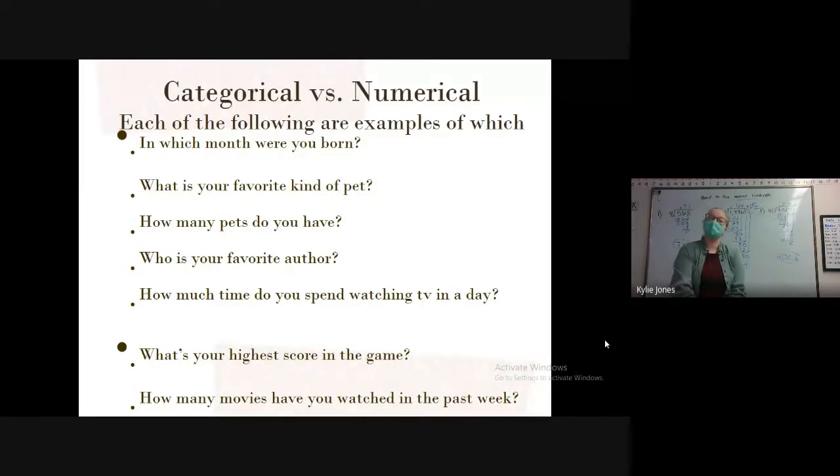This one says how many movies? Numerical. So this one's numerical because it says how many movies. So you could say I watched 5 movies in the past week. What if I had asked what movies did you watch last week? Does that change it? It does. It becomes categorical then because it's asking you which movies. So you have to list out the movies, right? Good.